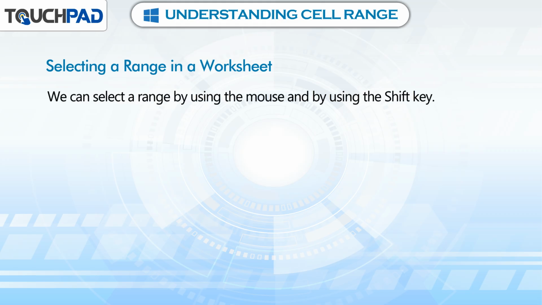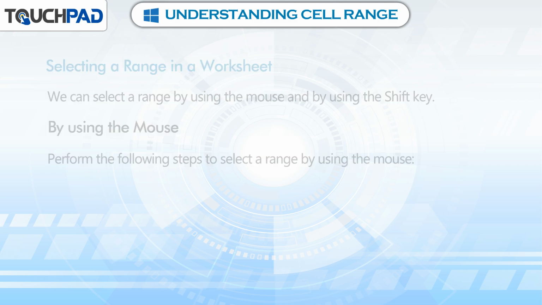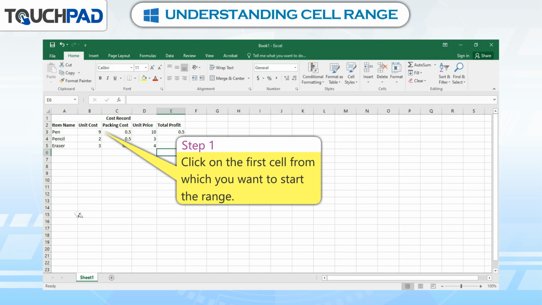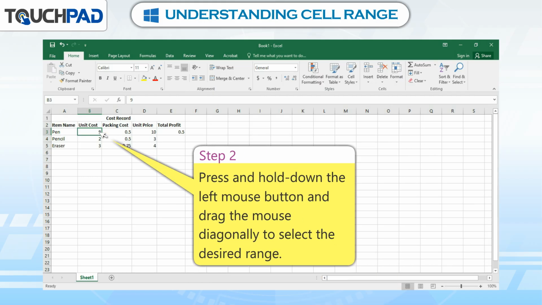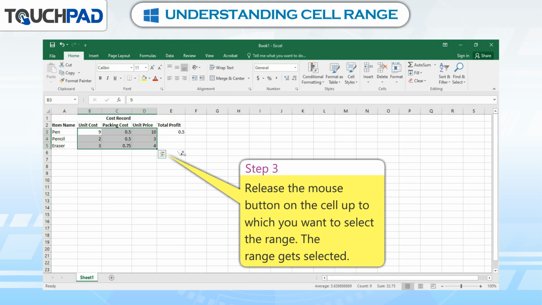Selecting a range in a worksheet. We can select a range by using the mouse and by using the Shift key. By using the mouse, perform the following steps to select a range by using the mouse. Step 1. Click on the first cell from which you want to start the range. Step 2. Press and hold down the left mouse button and drag the mouse diagonally to select the desired range. Step 3. Release the mouse button on the cell up to which you want to select the range.